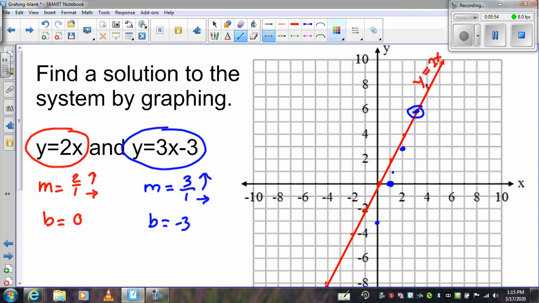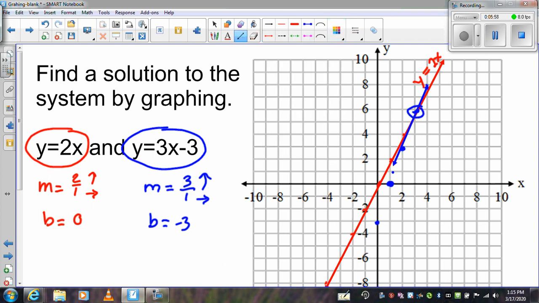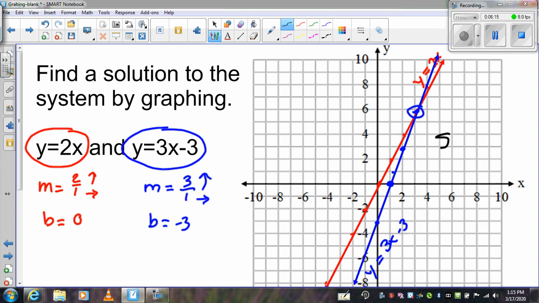Okay. So I'll make my next line here. Of course, we want to label it. This is y is equal to 3x minus 3. And the one thing you definitely want to make sure of is you want to state your solution.